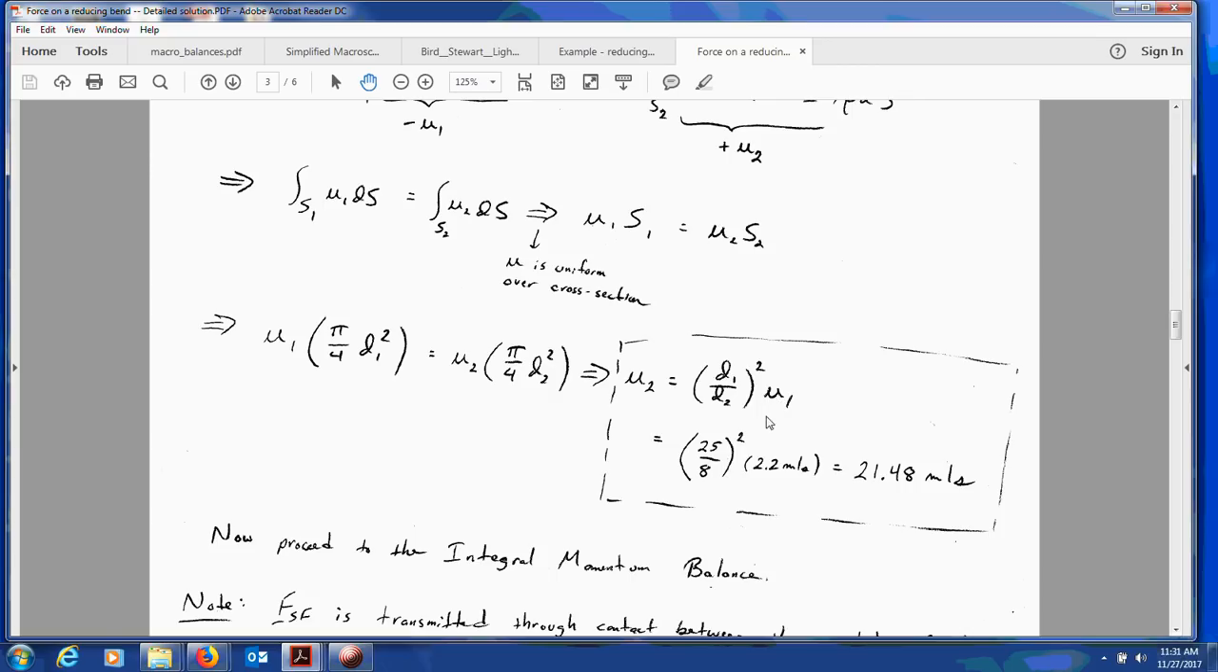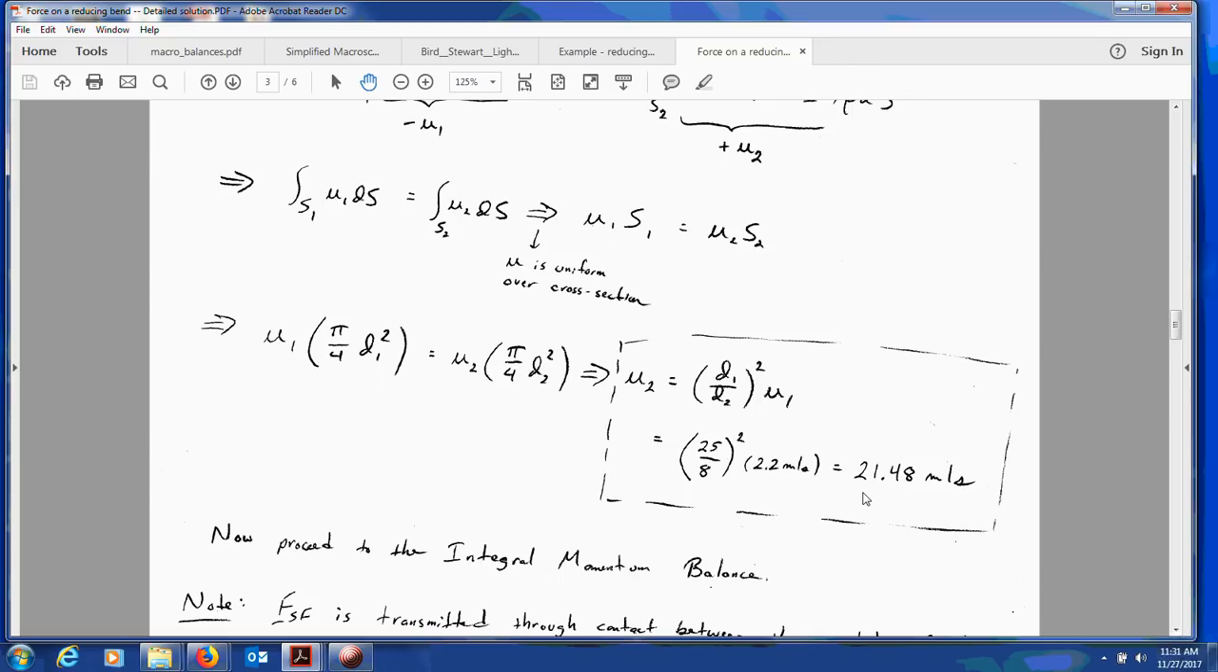Substituting in numerical values, it's 25 centimeters divided by 8 centimeters, quantity squared, times 2.2 meters per second, which gives us that the velocity at position 2 is the very large 21.48 meters per second. Because the pipe cross-sectional area or the pipe diameter has been reduced so significantly, the velocity has to increase quite a bit in order to preserve a constant mass flow rate in the steady state system with constant density. So we can see the velocity at position 2 is almost 10 times larger than the velocity at position 1.